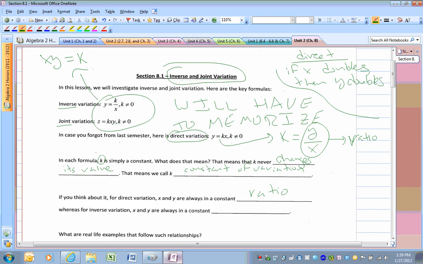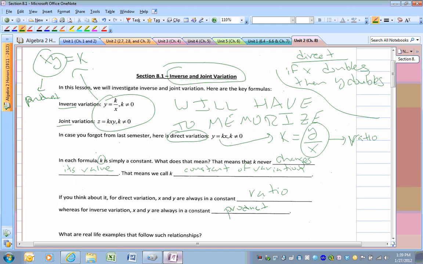So xy equals k, because if I get x by itself, that's what we get. Now in this case, x times y, what do we call that? When you multiply two things, what's the result called? Product, good. So for inverse variation, you're always going to have a constant product, because k is a constant. So when x goes up, y has to go down, but they go up and down proportionally.